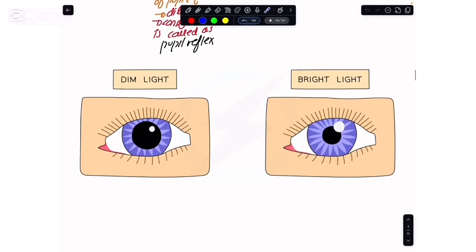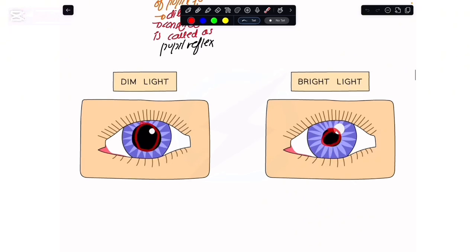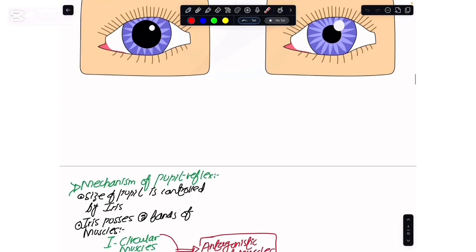Now, here is another diagram. When you are in dim light, you see that the size of the pupil is increasing, and when we are in bright light, the size of the pupil is decreasing. It is constricting. In dim light, more light is allowed to enter the eye, and in bright light, less light is allowed to enter the eye. This dilation and constriction that we see in people happens simultaneously, and this is referred to as the pupil reflex.